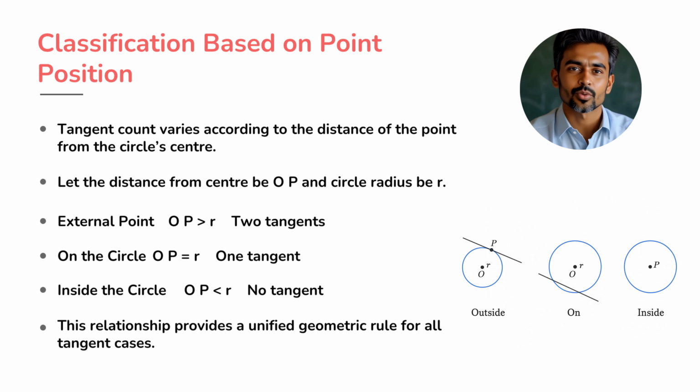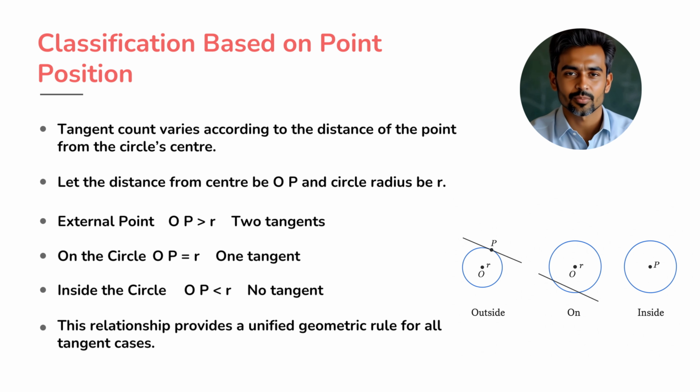Let's organize what we've learned so far in a simple table. The number of tangents depends on the distance of the point from the center. If OP > R, the point is outside, we get two tangents. If OP equals R, the point is on the circle, we get one tangent. If OP < R, the point is inside, we get no tangent.